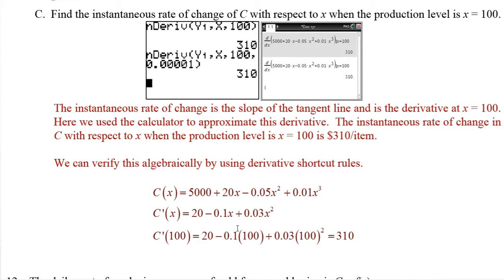Now, if you know derivative shortcut rules, then you can do this another way. At the place I'm putting this video in the playlist, we haven't gone over these yet, but later on we will. So the derivative of a constant is 0, the derivative of linear is just the coefficient, and then we can use the power rule here. 2 times negative 0.05 is negative 0.1x to the first power, the power goes down 1. 3 times this is 0.03, and the power goes down 1 to second. And now we can just plug in the 100 in place of the x, work this out on a calculator or by hand, and we get 310, and so that is the exact value.